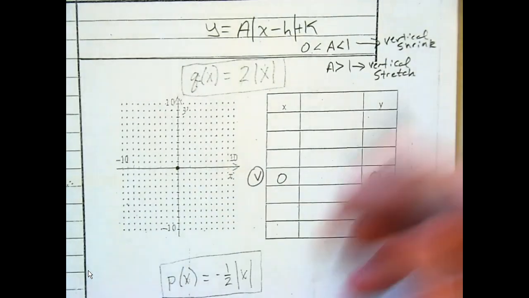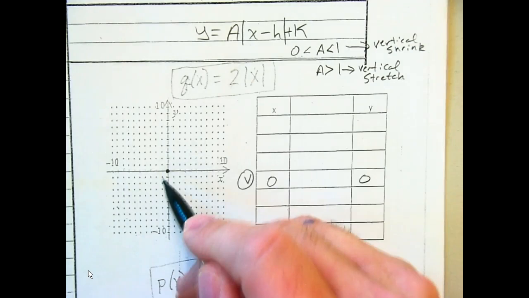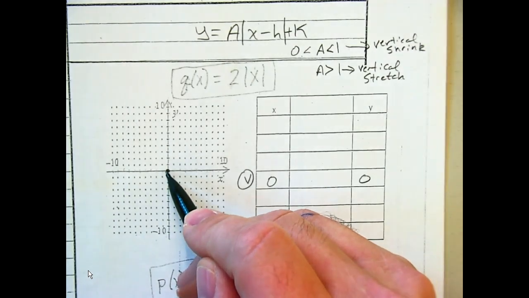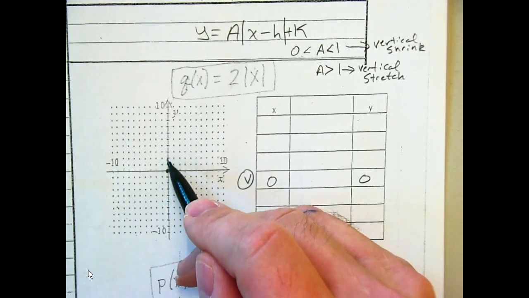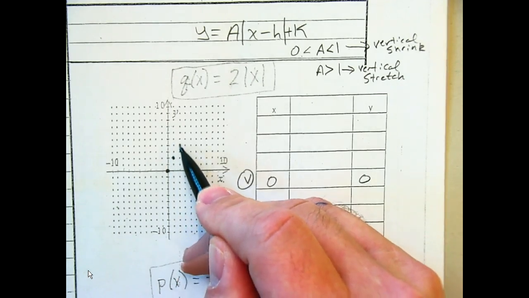All right, Brady. What's my slope here? 2. So from this point I go up 2 and over 1.